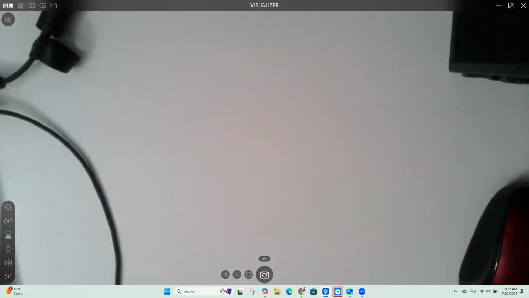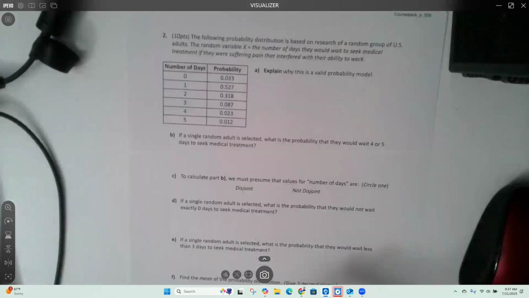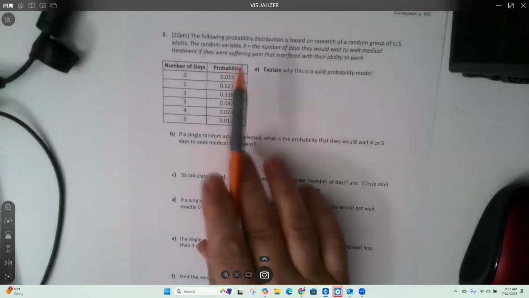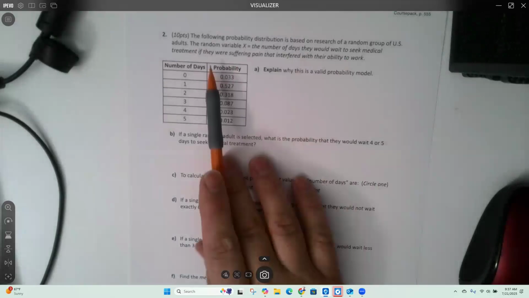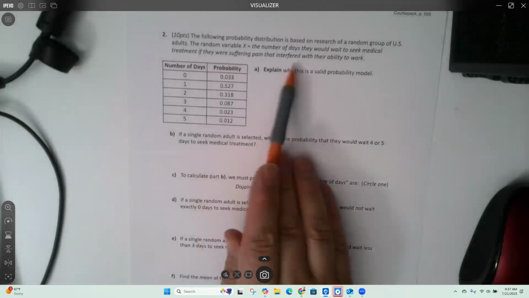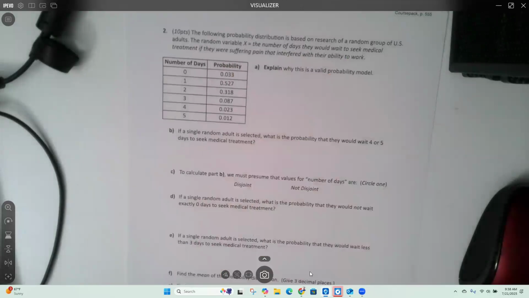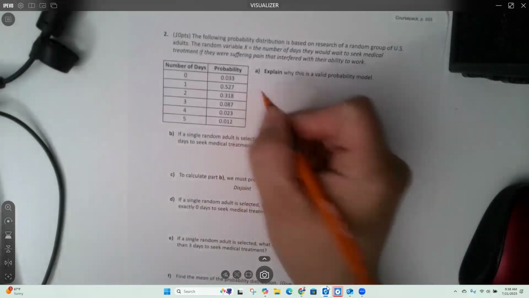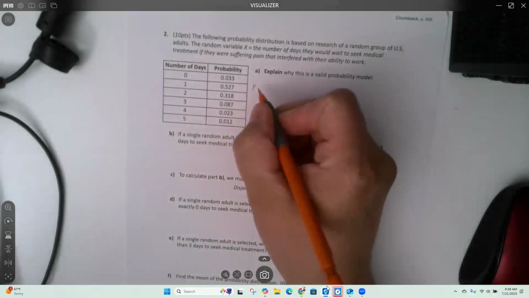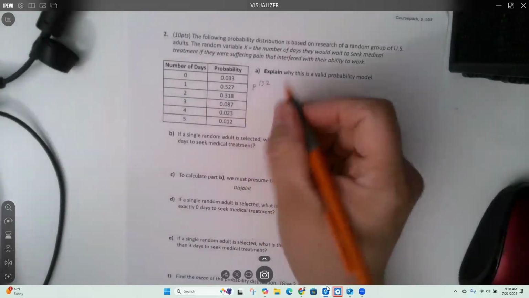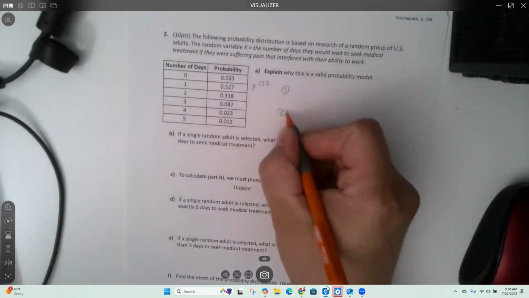Page 555. All right, so this one's in StatCrunch. Following probability distribution. It's based on research of a random group of US adults. Random variable X equals number of days they would wait to seek medical treatment if they were suffering pain that interfered with their ability to work. Explain why this is a valid probability model. There's two parts to this. Page 132. Explain both.